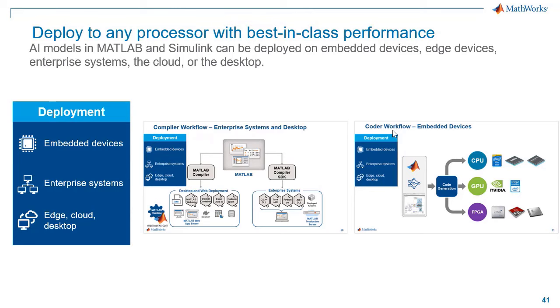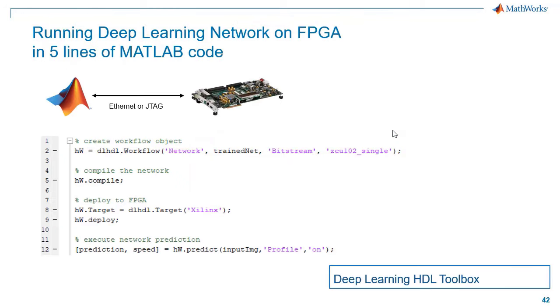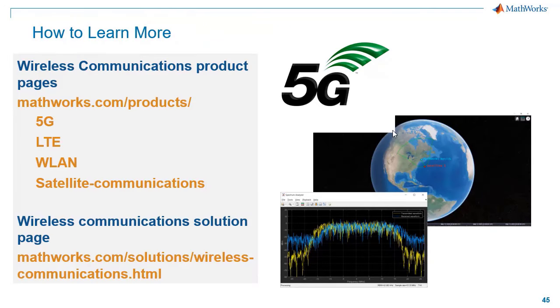And if you're going toward desktop and enterprise applications, .NET, and so on and so forth, you can use MATLAB compiler, and using that, you can deploy it for large-scale deployment onto enterprise systems and desktop. As I mentioned, Deep Learning Toolbox is a very convenient way. In 5 lines of code, you can actually take your network and deploy it onto FPGA and then see how much faster it will run.